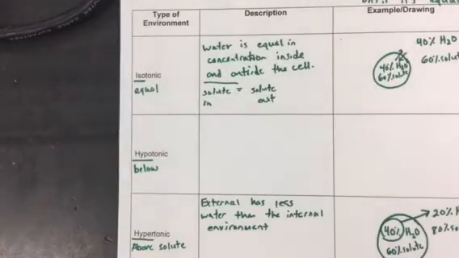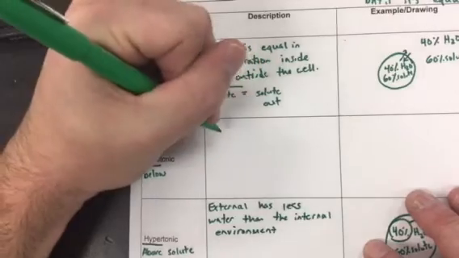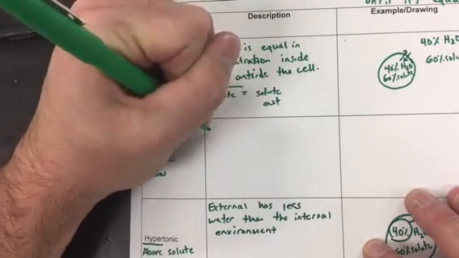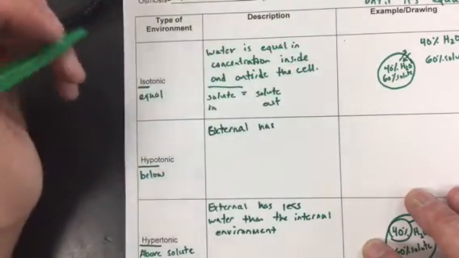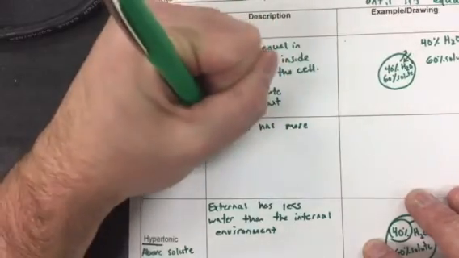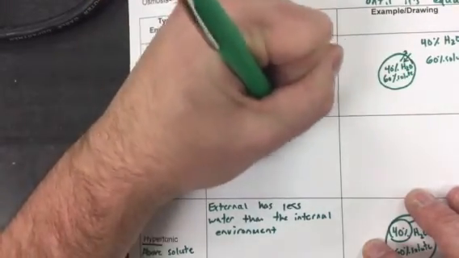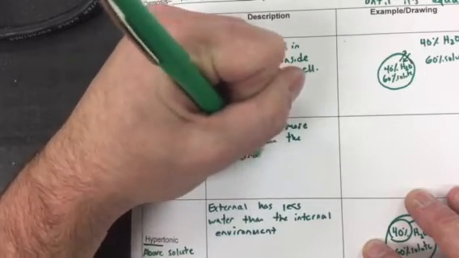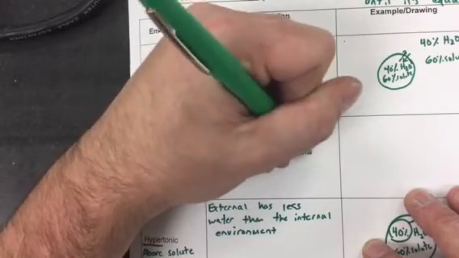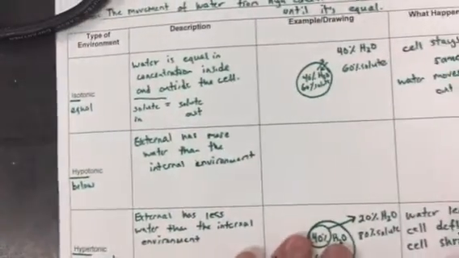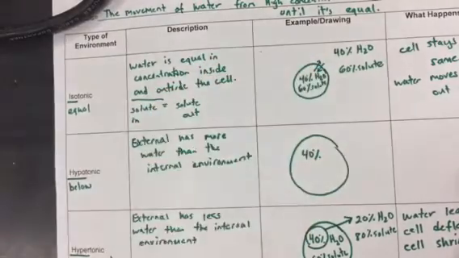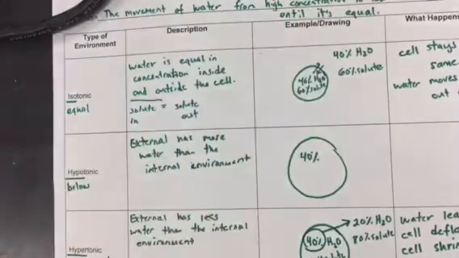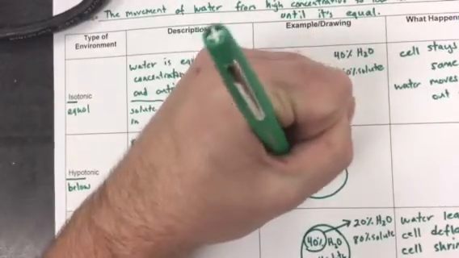Okay, so in this case, what is true about the water? In the cell, there's less. So the external has more water than the internal environment. Okay, and so we're going to use our same example we did last time. I'm going to draw the cell kind of big. 60 and 40 again.